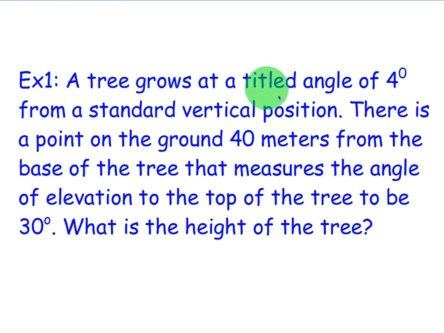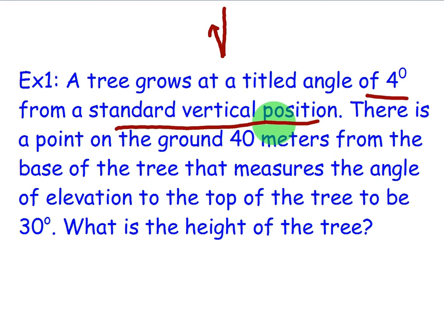So a tree grows at a tilted angle of 4 degrees from a standard vertical position. Right off the bat, you can imagine a tree normally grows like this, all right? This tree is going to be tilted slightly at a 4-degree angle from that vertical. Keep that in mind as we continue reading along.